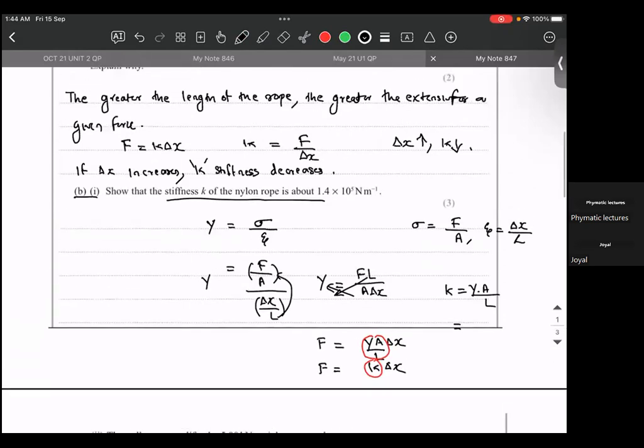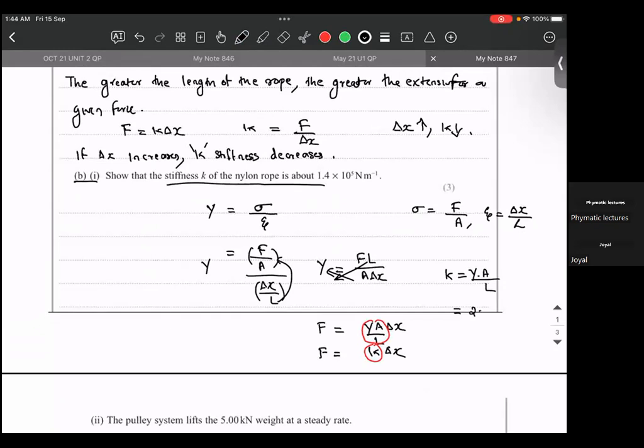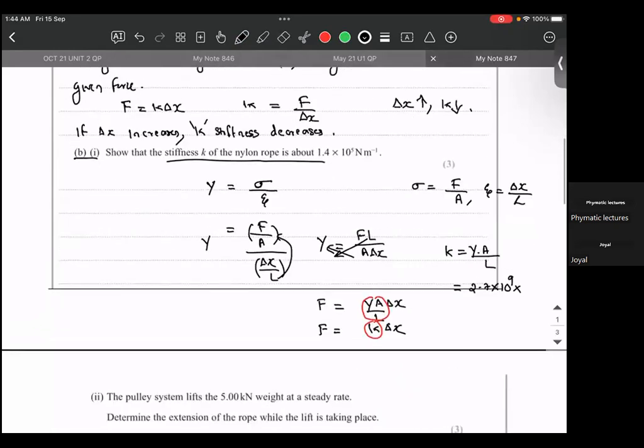So you just substitute. What is the Young's modulus in this question? It is 2.7 gigapascal. Giga means 10 to the power of 9. So 2.7 multiplied by 10 to the power of 9. And what is the area? 3 times 10 to the power of minus 4. And the original length is 6. So if you substitute this, you will get 1.35 times 10 to the power of 5 Newton per meter. So it is about 1.4 times 10 to the power of 5 Newton per meter. So that is the answer for this particular question.